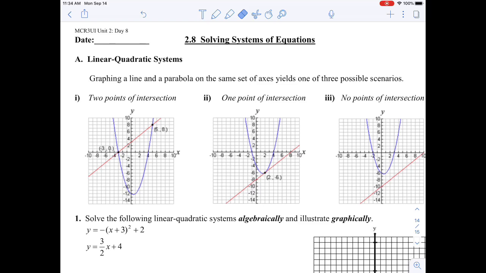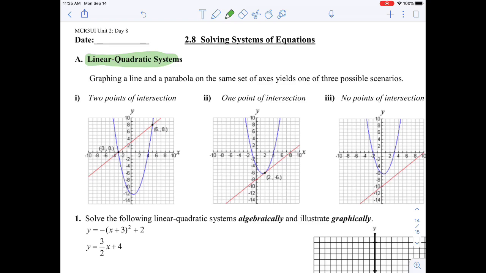Here we're going to take that a step further, and instead of just looking at linear systems, we're going to look at linear quadratic systems. And the name implies exactly what it is. It's a combination of a linear relation with a quadratic relation. So essentially we've got a straight line and a parabola. And if we're looking for the solutions that connect them, we're looking for the points where they intersect.